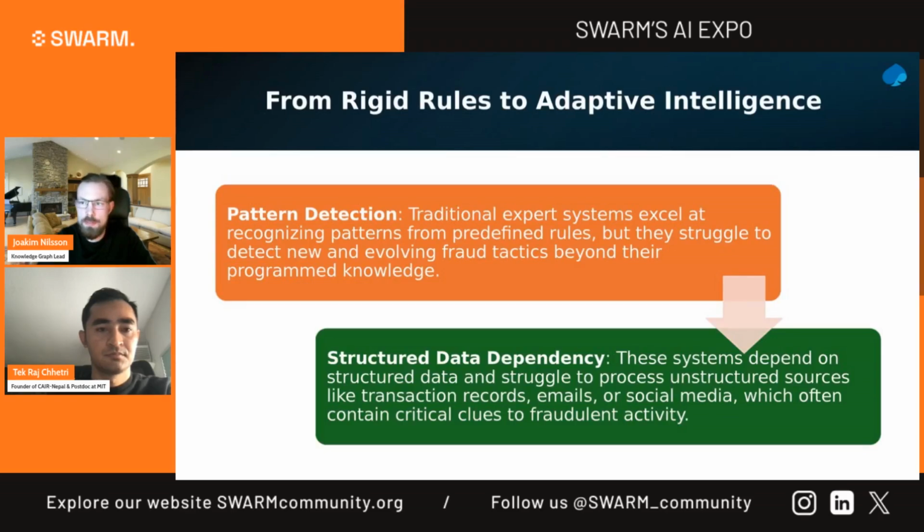Traditional expert systems are highly effective at recognizing patterns based on predefined rules and structured inputs. However, these are limited to identifying only what they have been programmed to know, making them less effective at spotting new and evolving fraud tactics. And they rely on structured data and struggle when faced with unstructured sources like transactional records, emails, or social media interactions. Such data often holds key clues to fraudulent activity, but is difficult for old systems to process reliably.